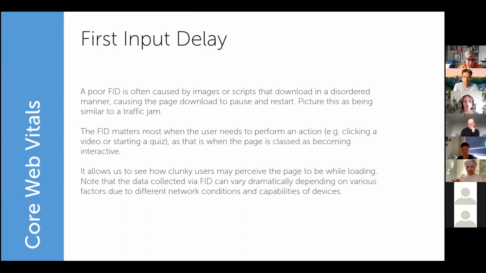With the first input delay, we can see how clunky users perceive the website to be while it's loading. And the important thing to realize with this metric is that it's going off actual user interactions. Because of that, the results can vary from person to person and location to location. For example, if I'm looking at a website on my Wi-Fi connection, which has quite a good connection and is therefore quite fast, that might be different to somebody else who's looking at the website on a 3 or 4G connection in the park. Things are going to respond differently based on the connection that they're using.